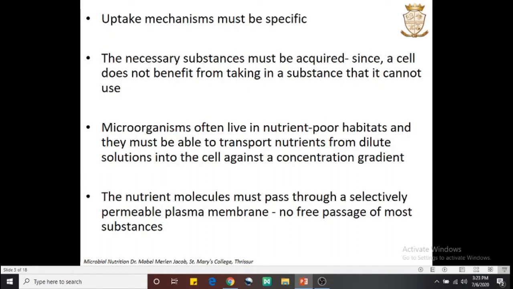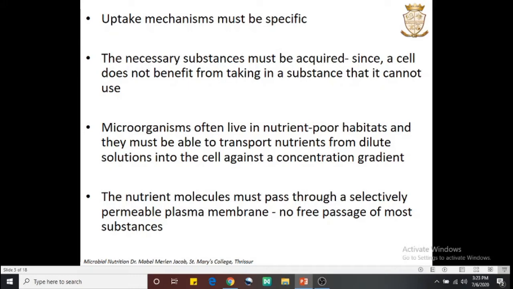These uptake mechanisms must be specific. Only the necessary substances must be acquired, because a cell does not benefit from taking in a substance that it cannot use. There is no point spending energy or accumulating substances which it does not use.